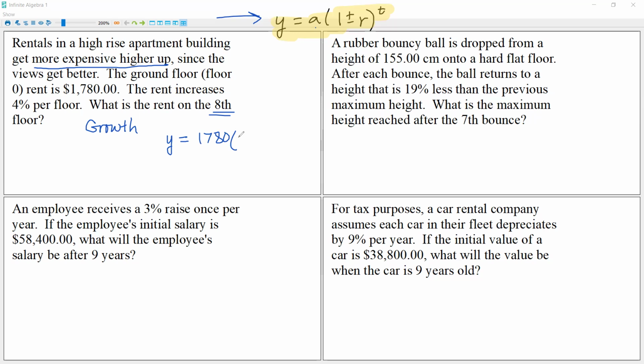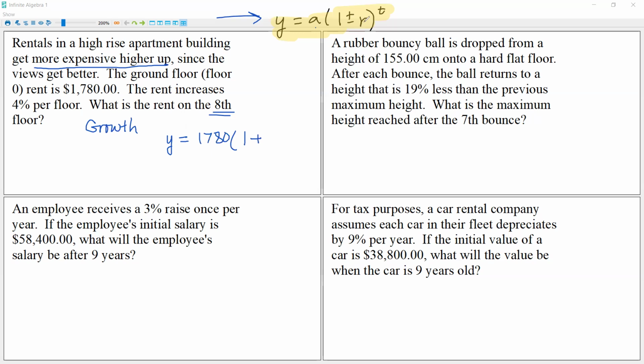And then there's this funny looking plus or minus. Plus or minus is not some new concept, it just means you're either going to add or you're going to subtract. And in this case, if it's a growth, you're going to add. So it's 1 plus. We don't use subtraction for this when you're growing.